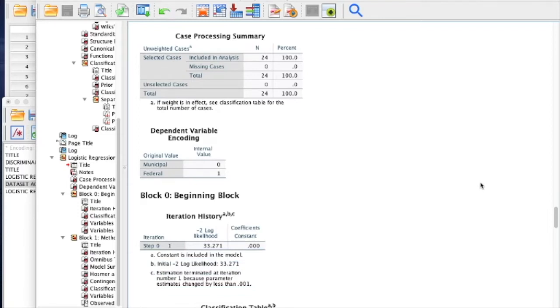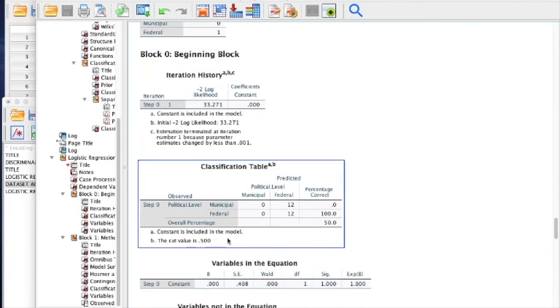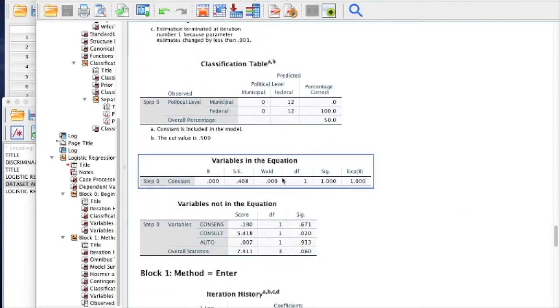So, is this significant? Let's see. Here, block 0. So if we have nothing in there, what does it look like? As I said, we have 50% correct classification. It's just 50 flip of a coin whether things get put into the right category. Here it's just putting everything into federal. So it's going to be right half the time. Here, nothing in the equation. This is just constant.